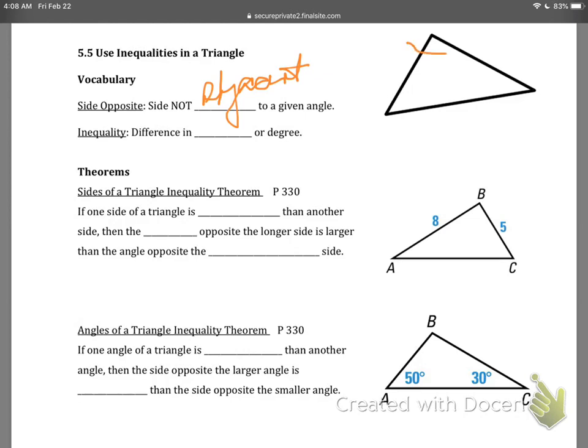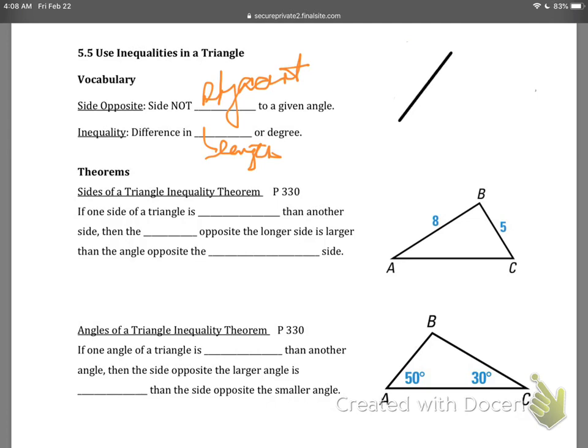So let's say, for example, if this is our angle, then the side opposite is this side because it's not adjacent, it's not touching that angle at all. Okay, an inequality is when there's a difference in either the length or the degree. So let me use this little triangle example again. Let me get rid of all of this, and we'll build another little triangle, and we'll talk about inequalities.